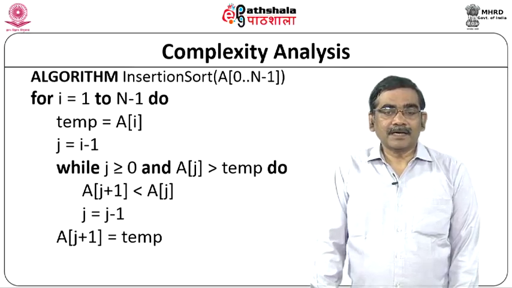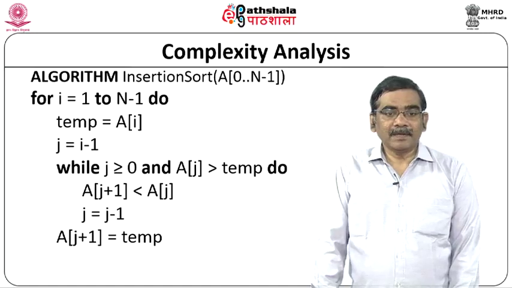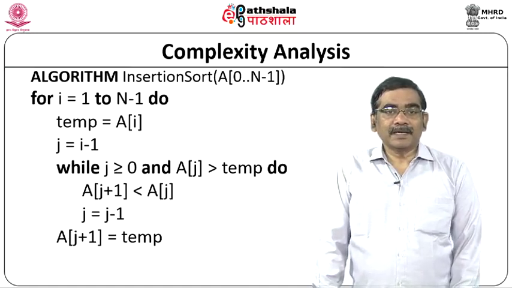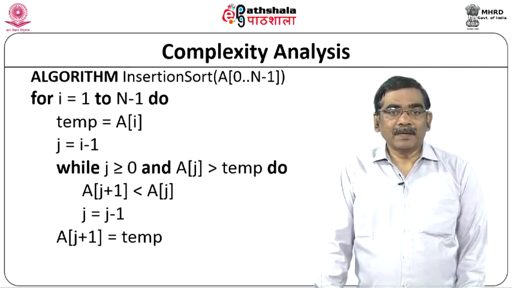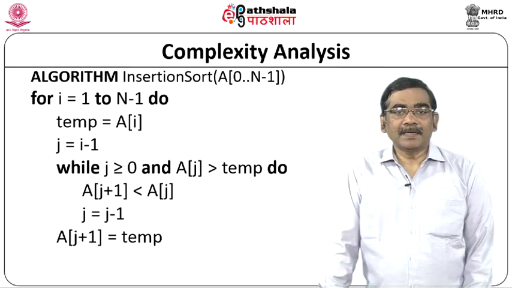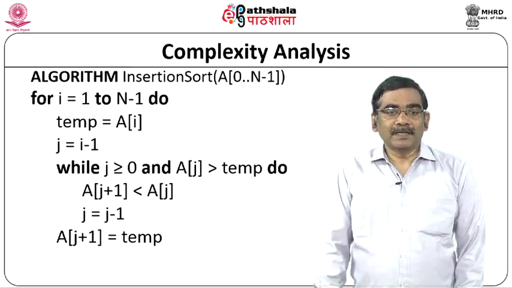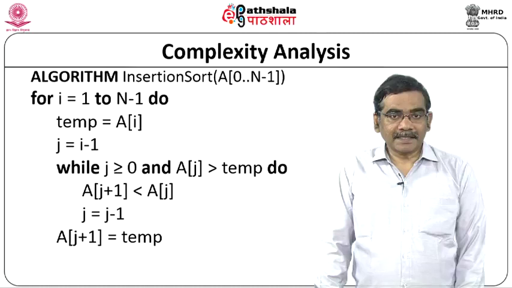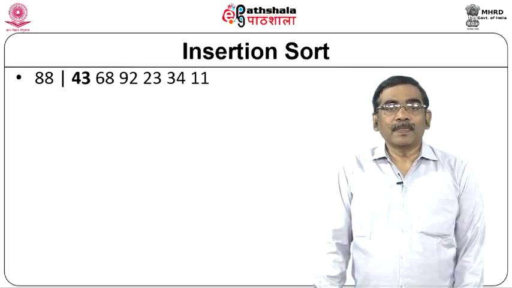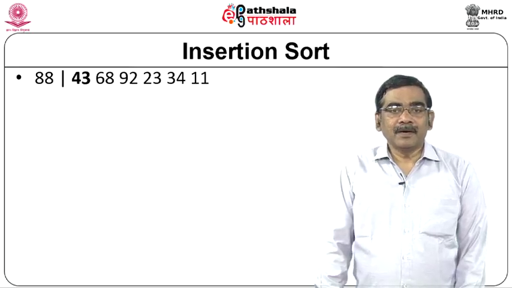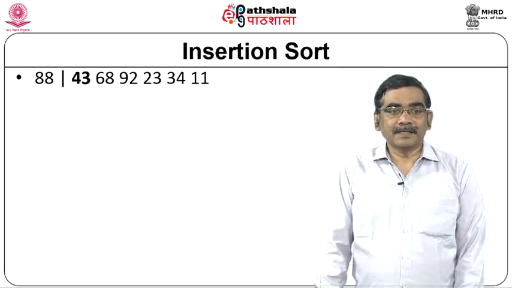Insertion sort: for i equal to 1 to n minus 1, I am going to create a temporary variable where I store a of i, then I am creating a loop. Under the loop I keep on checking and creating the room, and once a room is created, then I am going to insert the element. So, this is the numerical example of this particular insertion sort.